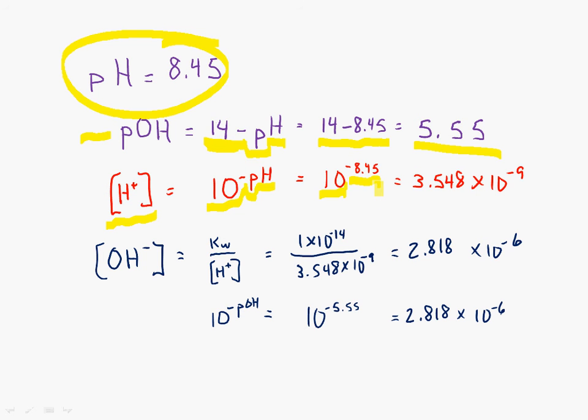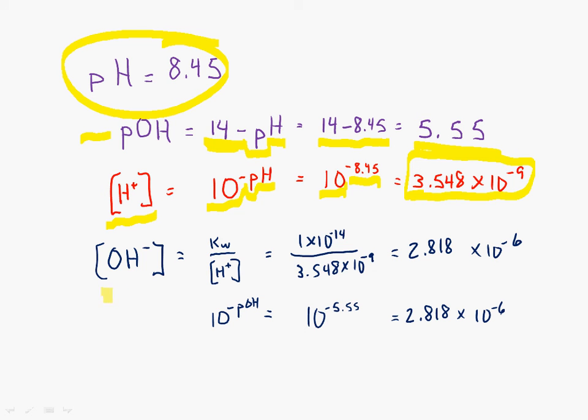And then when you hit equals on your calculator, you should get this number. So if you can't enter 10 raised to the negative 8.45 and get 3.548 times 10 to the negative 9, you need to figure out what the problem is with the way you're using your calculator. Determine that error and you'll be home free, because these are really fairly easy problems.